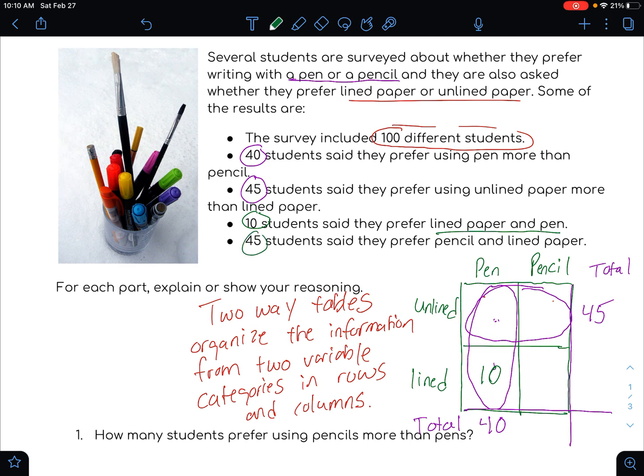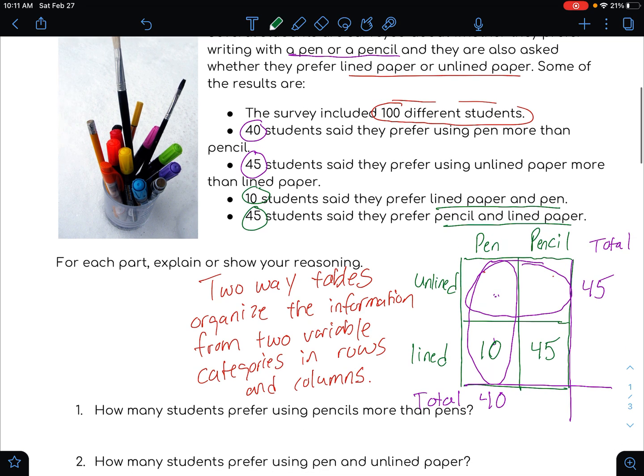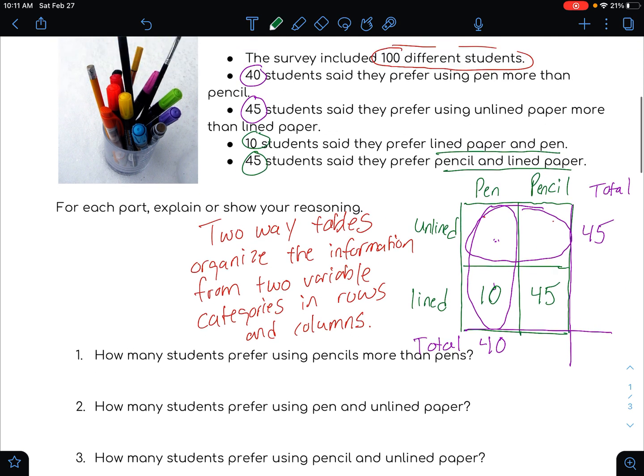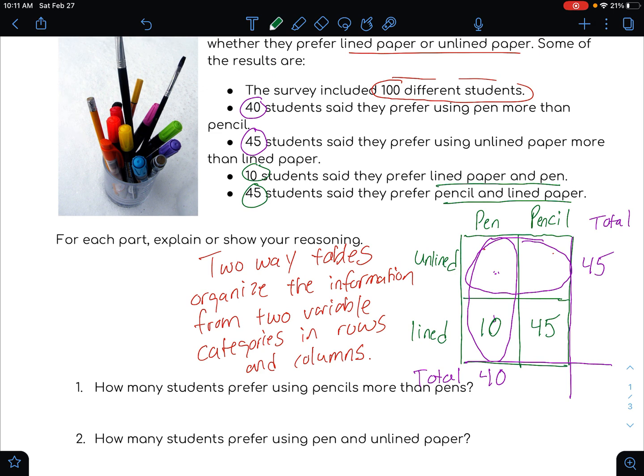And then 45 students said they prefer pencil and lined paper. So pencil and lined paper is going to be down in this bottom right spot in our two-way table, because lined paper and pencil, lined is in the row, pencil is in the column. Okay, so that is most of the information outside of that 100 different students. We're going to see if we can bring that in at some point. And so before I answer the questions down here, let's see if we can fill in some of the remaining values that we have here.